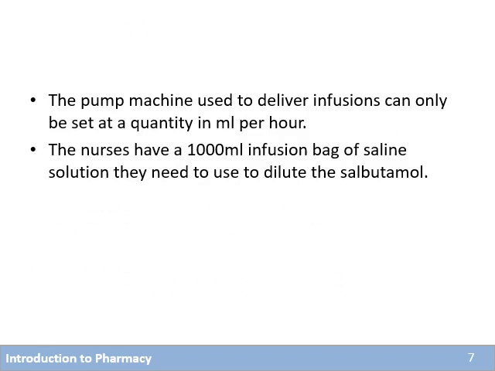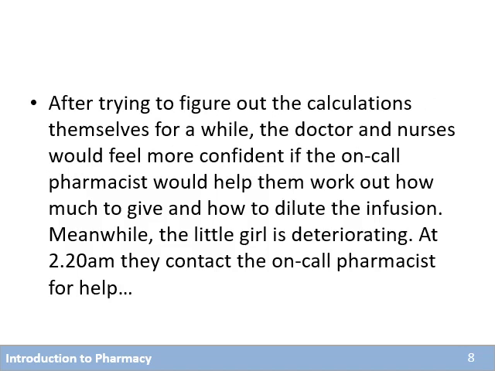So the pump machine could only be set in mils per hour, so they had to work out how many mils per hour rather than number of milligrams. They had a 1,000 ml infusion bag of saline to dilute the salbutamol. They tried to work it out for a while, found it was quite difficult, and they called the on-call pharmacist for help.